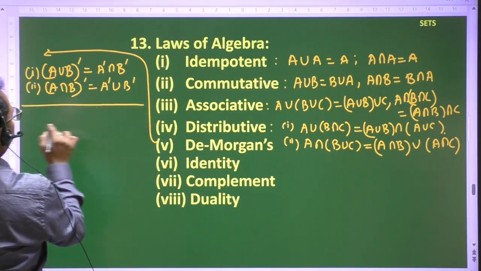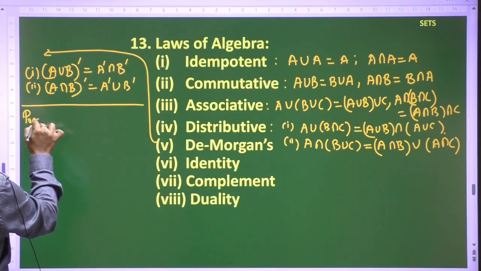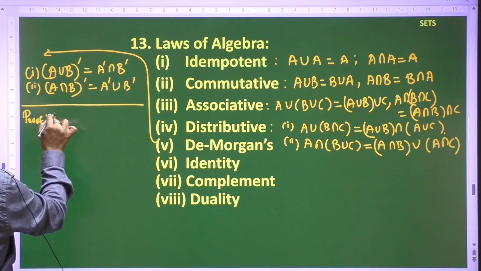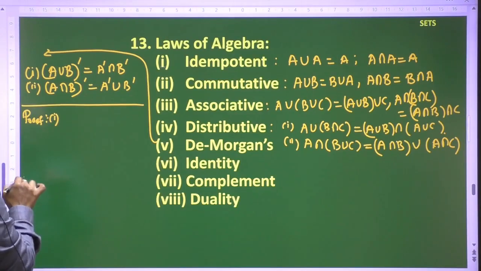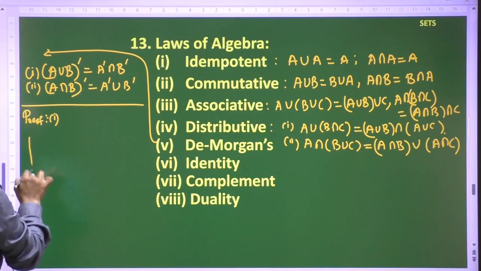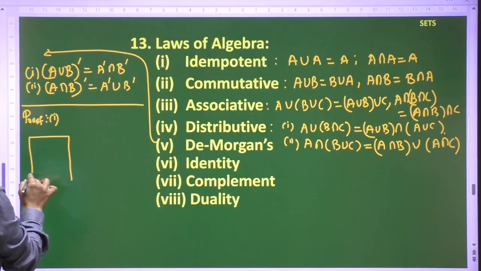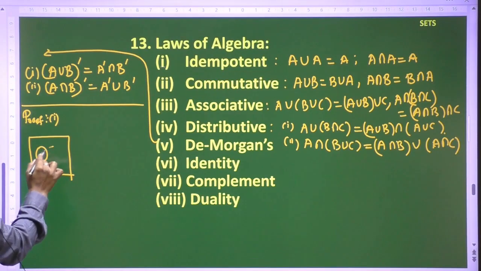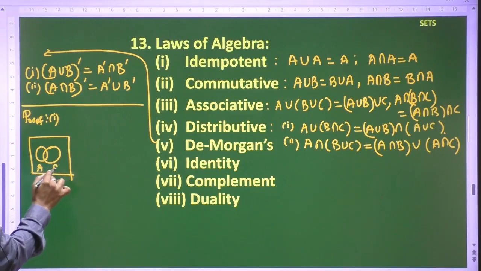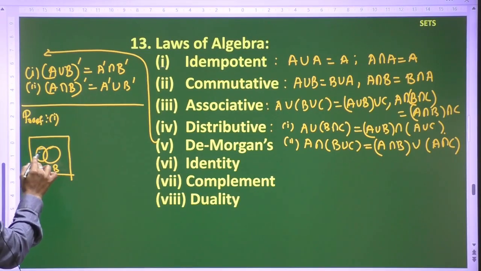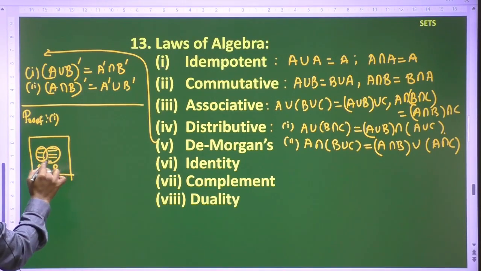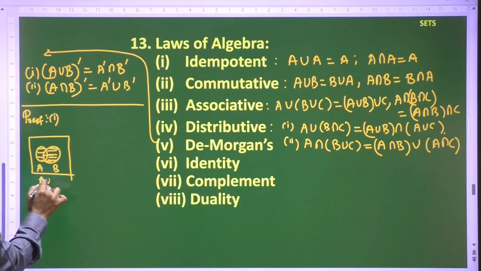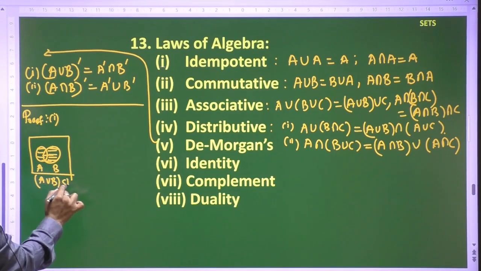If you want to prove this result, I am going to prove only the first one by the Venn diagram. Taking the left hand side, this is my A set and this one is the B set. So its union will be like this, the shaded part. So A union B is the shaded portion.